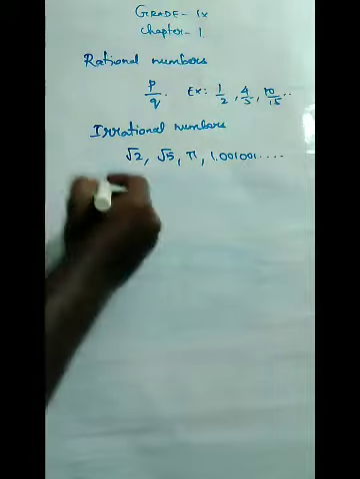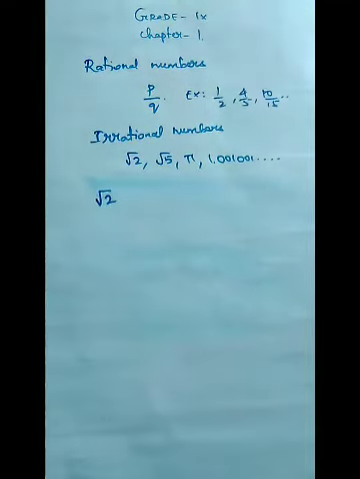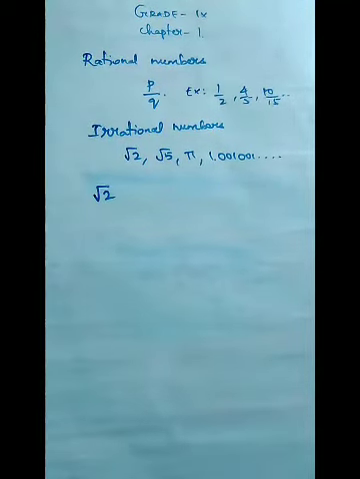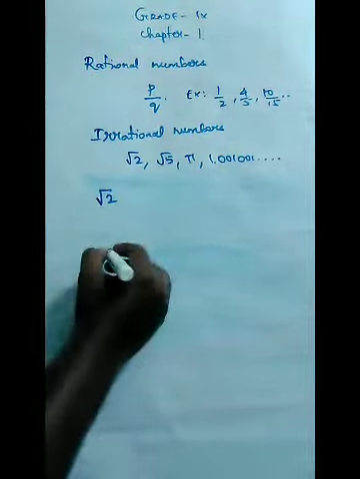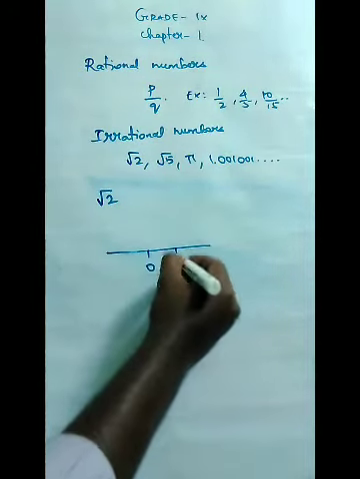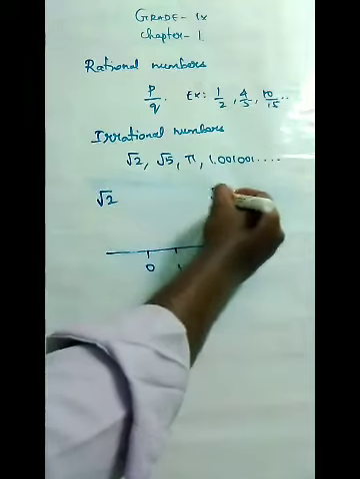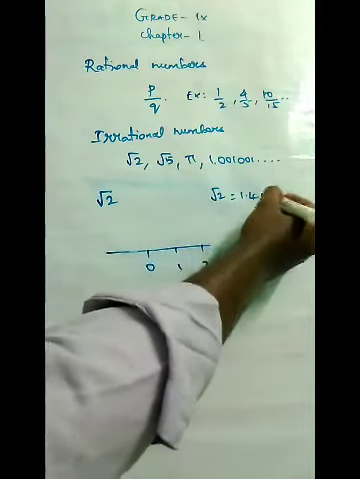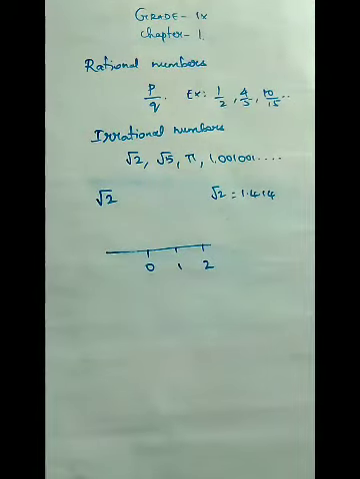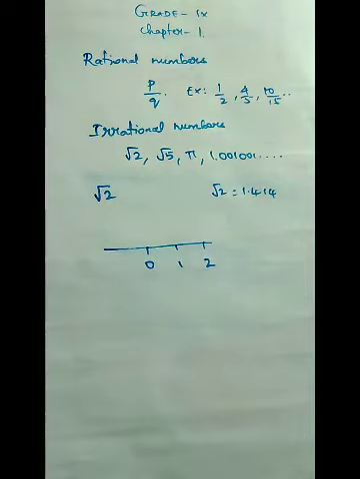Now if you want to represent this root 2 on the number line, how can we locate it? In order to locate root 2 on the number line, they use the Pythagoras Theorem. We know that the root 2 value is 1.414. But without measuring, how can we represent it on the number line? For that they use the Pythagoras Theorem.